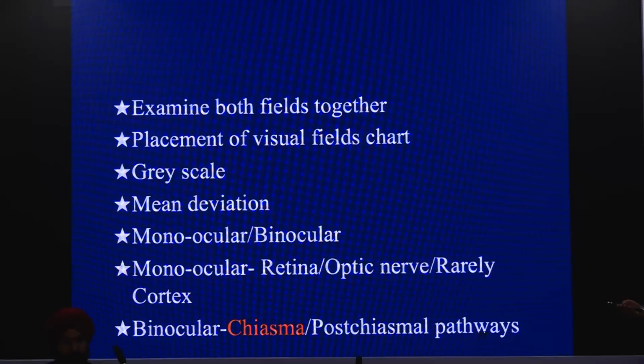Once you have placed the visual fields, the first question you ask yourself is, is the visual field defect monocular or binocular? Monocular is much more likely to be retina, optic nerve, or very rarely cortex. Binocular, you're looking at chiasm, where temporal visual fields will be gone, and post-chiasmal, where a homonymous hemianopia, that means a visual field temporal side of one side and nasal of the other side, is generally involved.